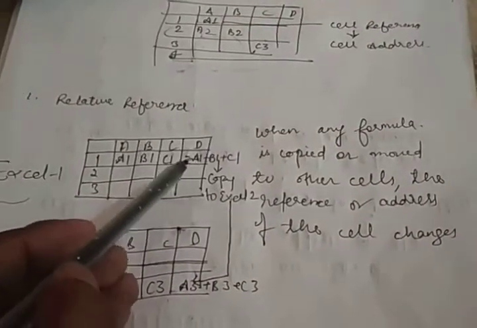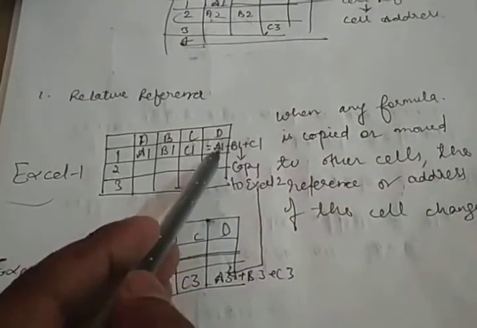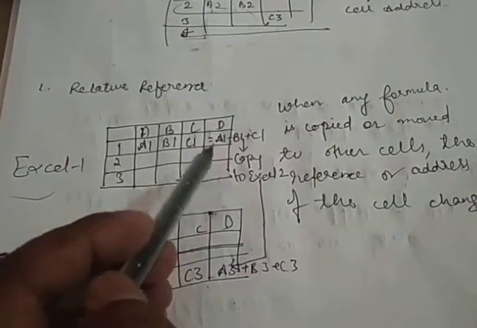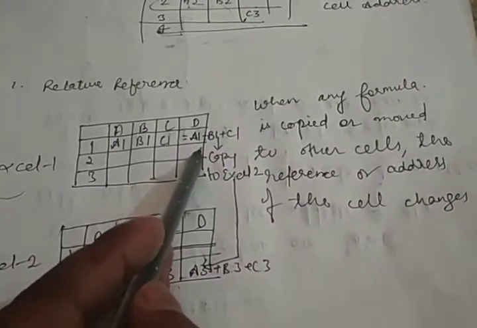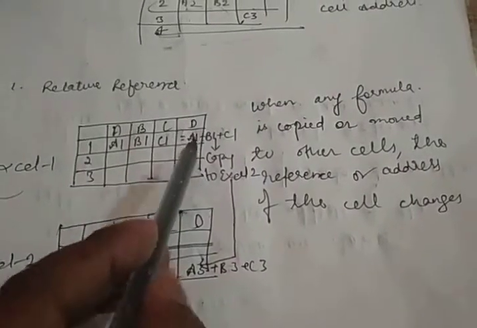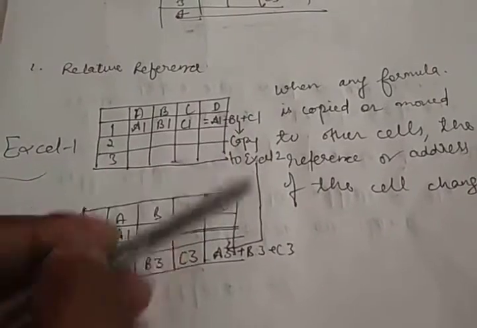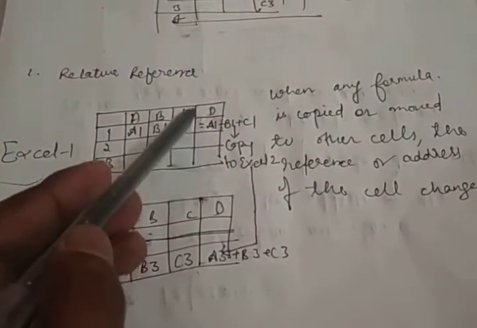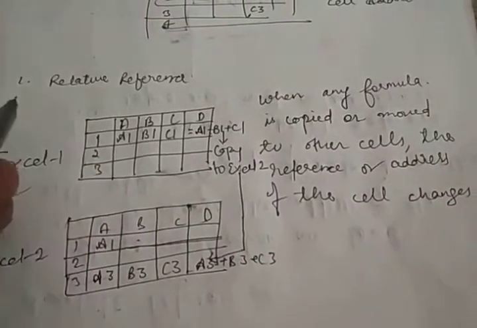So what you all have got in the relative reference is that whenever we copy the formula or move the formula from one place to another, or from one Excel to another, the relative reference of the cell also changes. Okay, the cell address will also change whenever we copy or move the formula from one Excel sheet to another or from one cell to another cell.